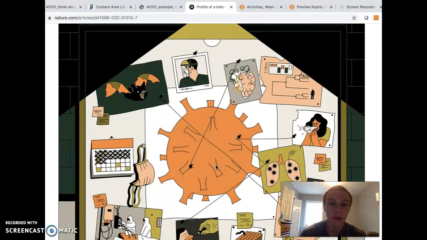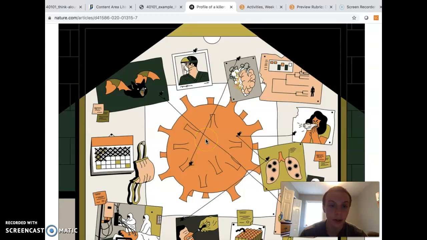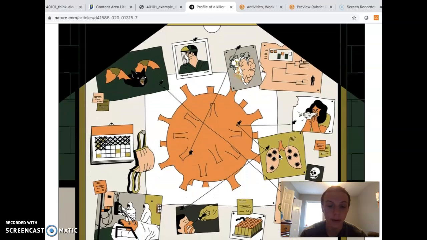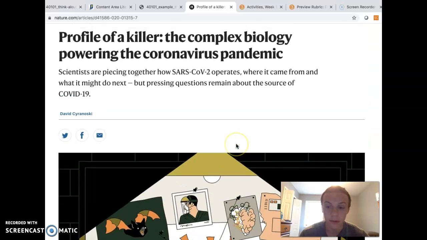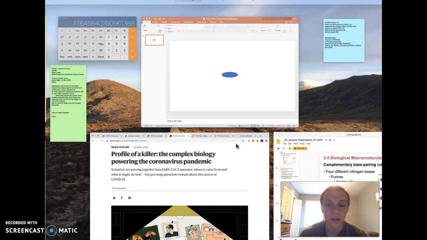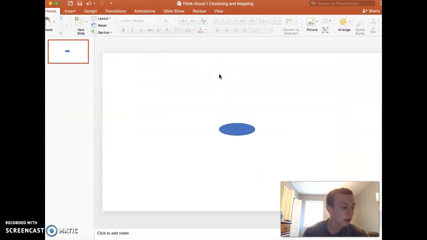So here we've got a nice picture. We can see the virus in the middle. We've got a bat here. They believe that coronavirus came from bats. We've got lungs. We know that it can really hurt lungs and have long-term damage. Face masks we see, face shields, all kinds of different things here. Somebody in a hospital not doing so well. So there's just a lot of different things in this image that engage our prior knowledge of COVID-19 and what a virus is.